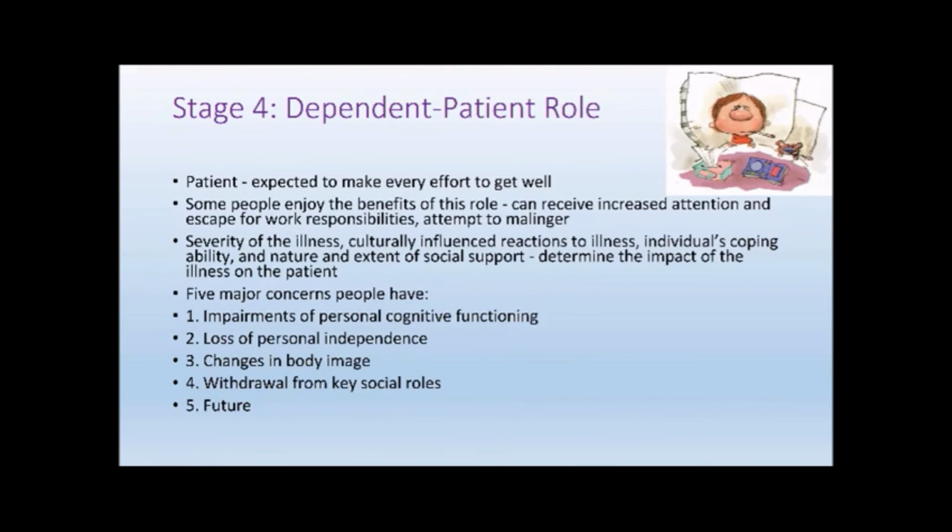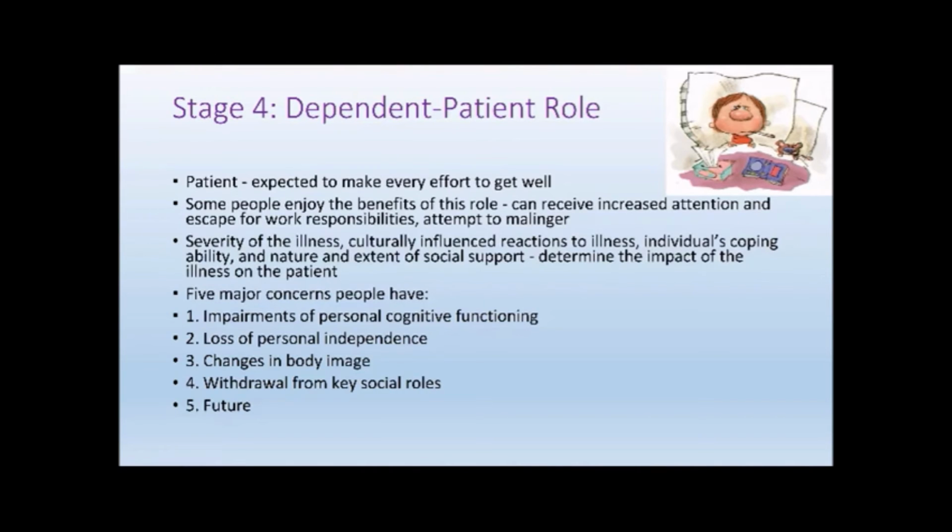The next stage is the dependent patient role. With the onset of the dependent patient role, the patient is expected to make every effort to get well. Some people enjoy the benefits of this role because they can receive increased attention and escape from work responsibilities, as well as attempt to malinger. The severity of the illness, culturally influenced reactions to illness, the individual's coping ability, and the nature and extent of social support coalesce to determine the impact of the illness on the dependent patient.